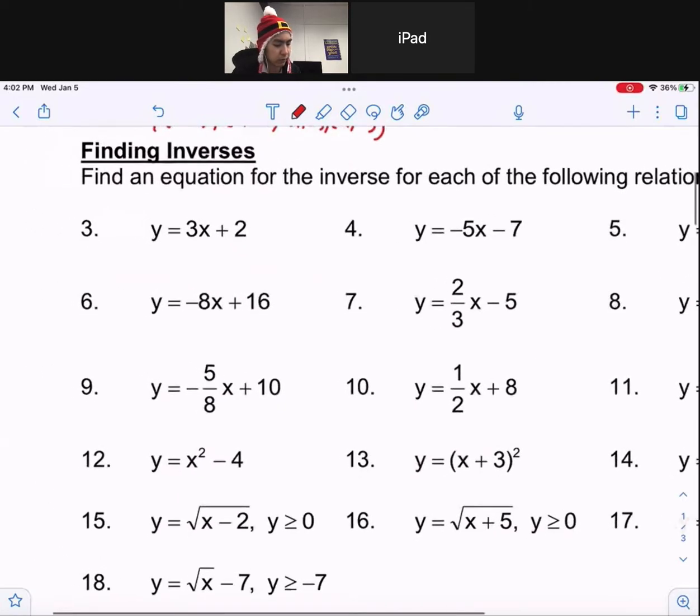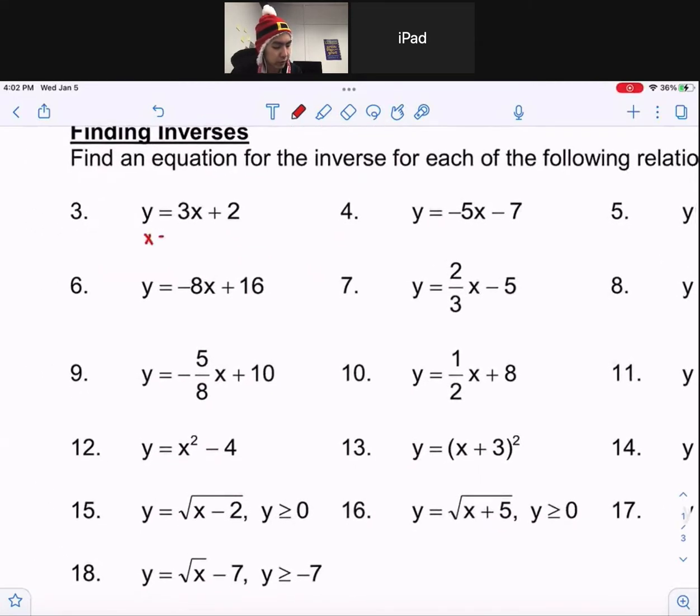So for example, for number 3, you switch them, and then you solve for the new y. Subtract 2 from both sides, and then divide both sides by 3. Your inverse function would be 1/3 x minus 2/3, or you can simply keep it like that. So that would be your inverse function.